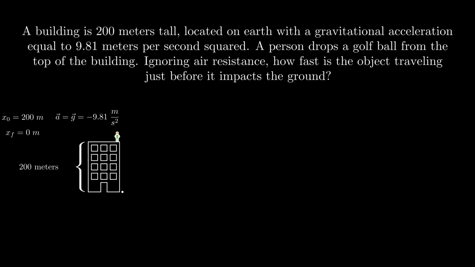What does this mean about the initial velocity of the ball? It means that it isn't moving at first, that the initial velocity is 0 right when it is let go. Now we need to figure out what we don't know.